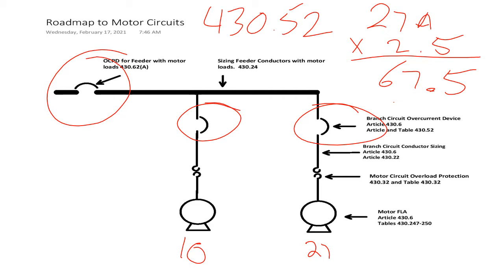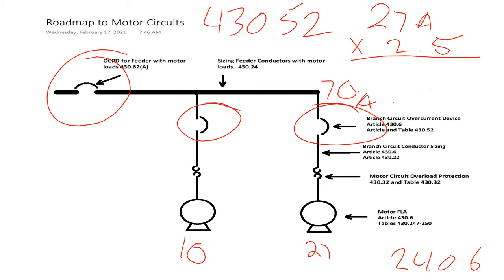67.5 amps. Now, because this is a branch circuit and I have exceptions that allow that to be raised up to the next standard size circuit breaker, I look in Article 240.6 and I increase that to 70 amps. There we go. 70 amps. That's for this branch circuit right here.